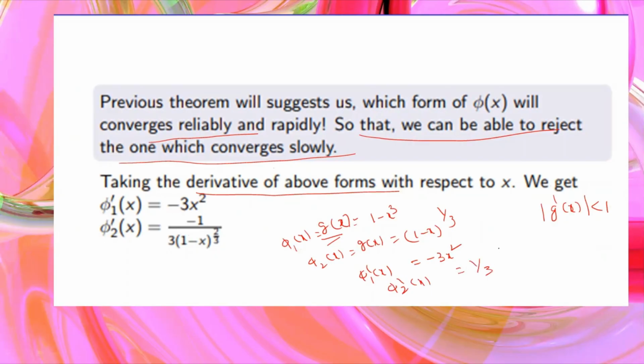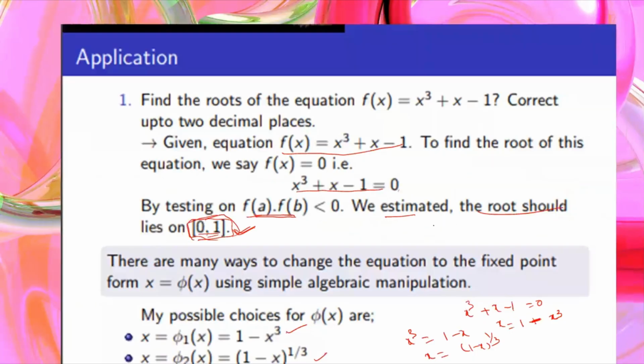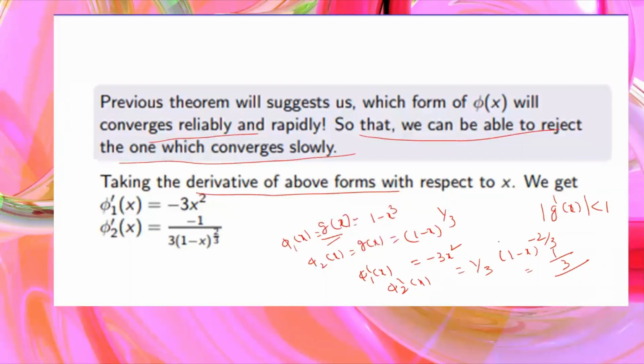1 by 3 into 1 minus x whole to the power of 1 by 3 minus 1. So 1 by 3 minus 1 is equal to how much? Minus 2 by 3. So I can write it as 1 by 3 into 1 minus x whole to the power of 1 by 3 minus 1, that is minus 2 by 3. So 1 by 3 into 1 minus x whole to the power of 2 by 3.